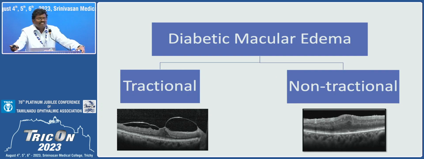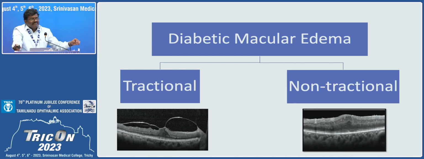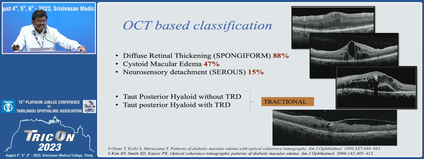So a lot has been spoken about this diabetic macular edema. We have to identify whether it's tractional or non-tractional, because most of these diabetic edema will be non-tractional and can be treated with anti-VEGF or steroid. As a VR surgeon, only a fraction of these cases come to us, because all the things have been tried before it is managed by us.